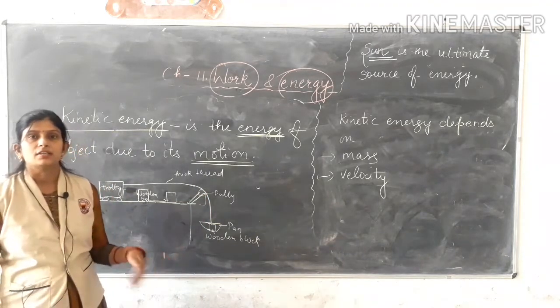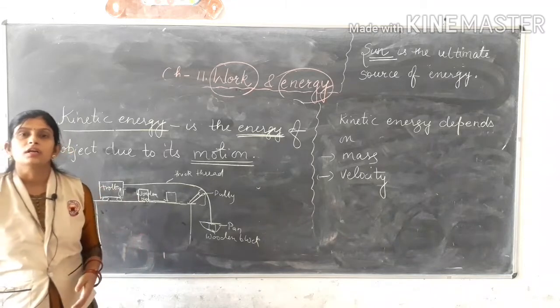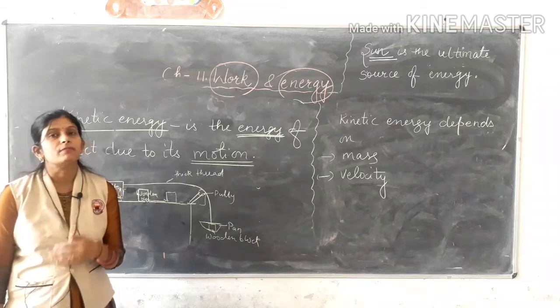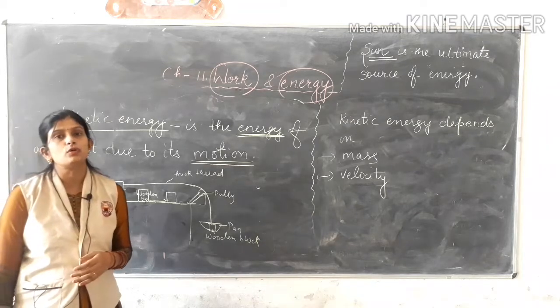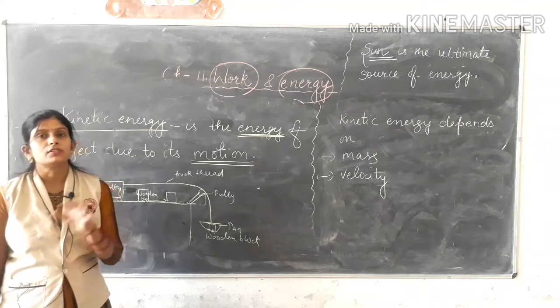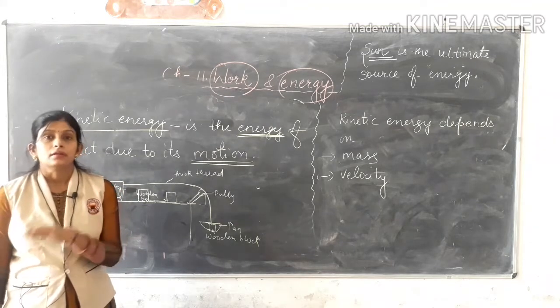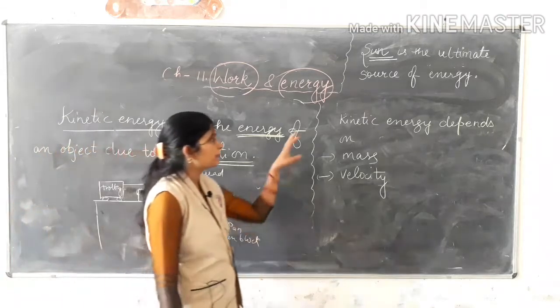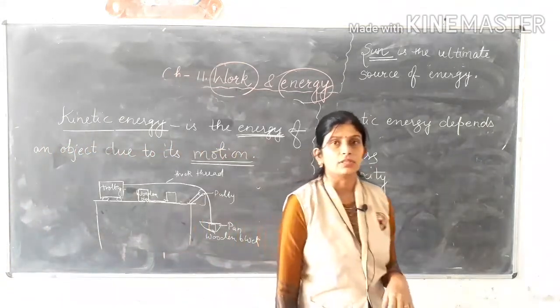If mass is more, kinetic energy is more. If mass is less, kinetic energy is less. Secondly, if velocity of the object is more, it means motion is more, so kinetic energy is more. If velocity is less, then motion is less, kinetic energy is less. So overall kinetic energy depends on mass and velocity.